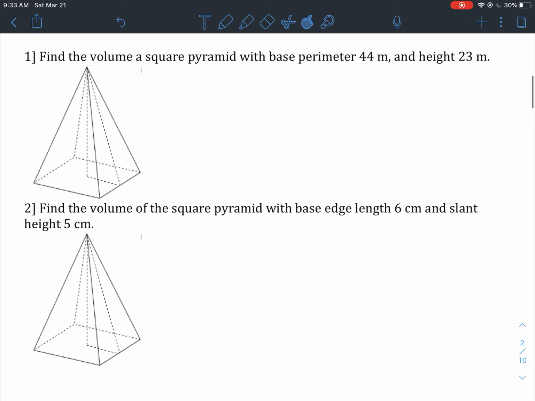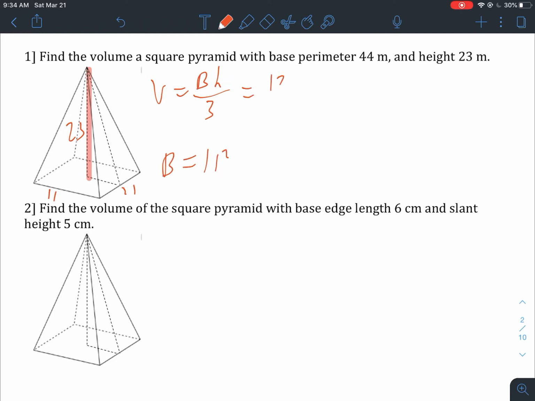Find the volume of a square pyramid with base perimeter 44 and height 23. So the perimeter is 44 and there's 4 sides. That means each side is 11. And the height, this is our height, remember, is 23. So this problem gives us everything we need. So my formula here, BH over 3, B is just a square, so it'd be 11 squared. So it'd be 121 times 23 over 3.